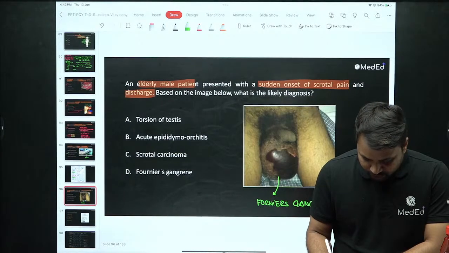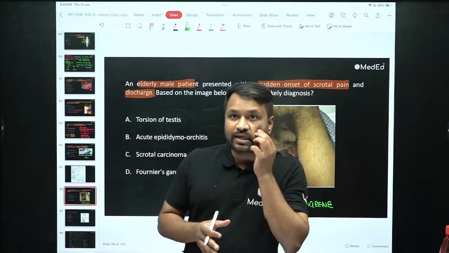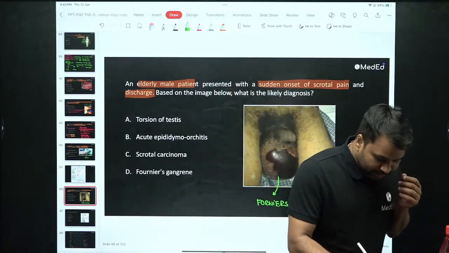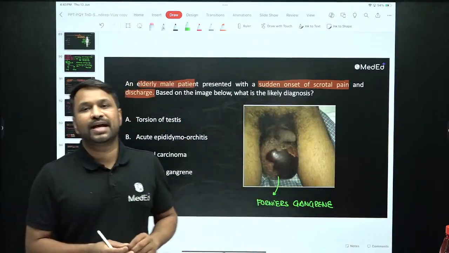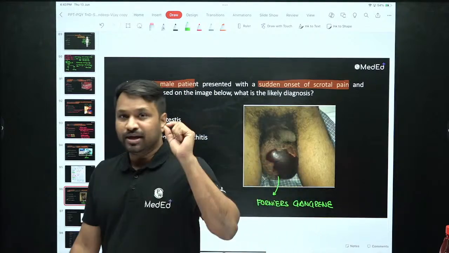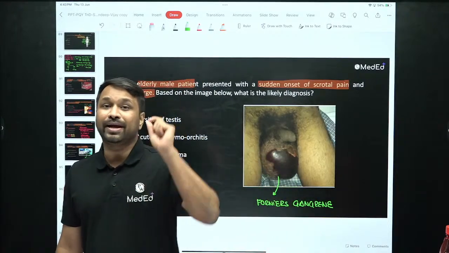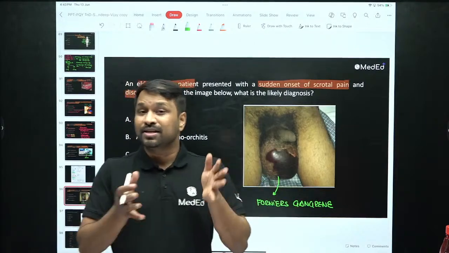So when you say it's Fournier's gangrene, what is the most important thing in Fournier's gangrene? Yes, you got the diagnosis correct. Remember, Fournier's gangrene is also called necrotizing fasciitis of the perineum. Remember this much: in Fournier's gangrene it is going to be a mixed infection of both aerobic and anaerobic organisms that is going to cause the problem.